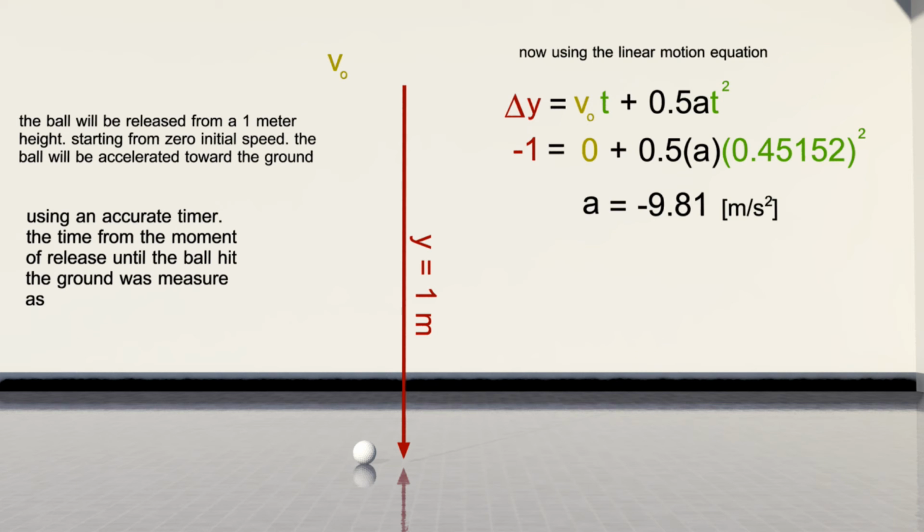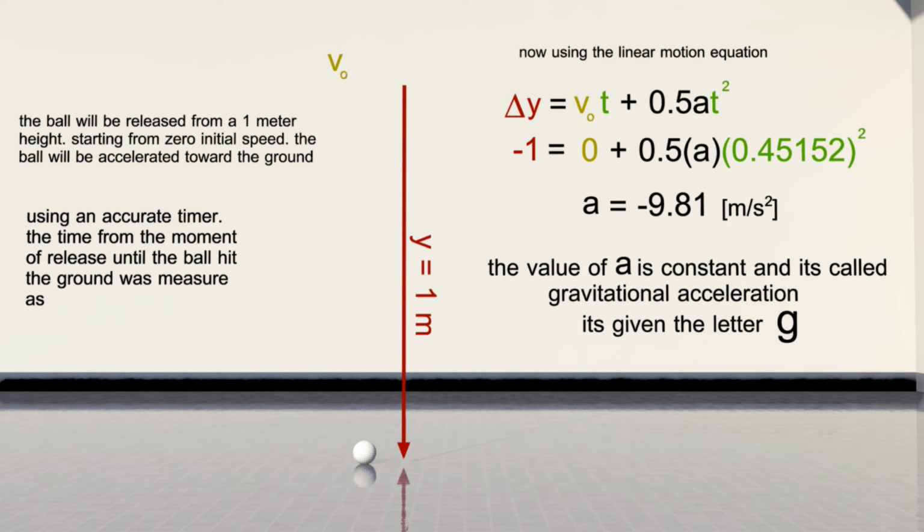Now, employing some linear motion equations, we can calculate the acceleration that the ball gained during its fall, and it was around 9.8 meters per second squared. This value was found to be the same for all objects under free fall regardless of their masses, and this value was given the name gravitational acceleration.